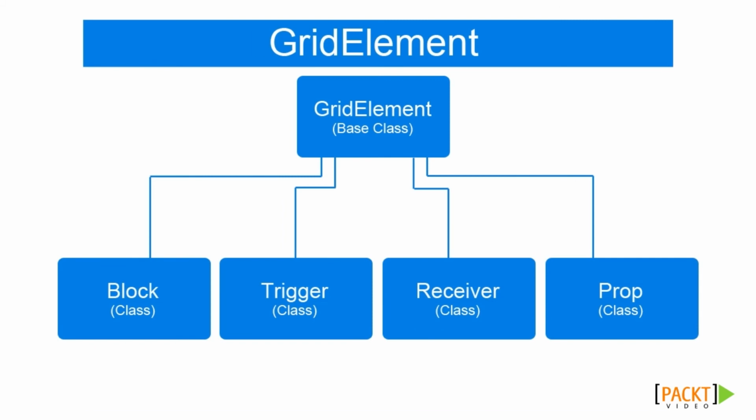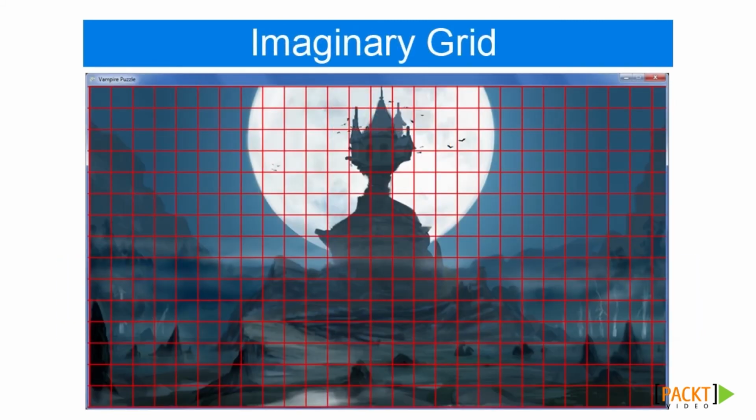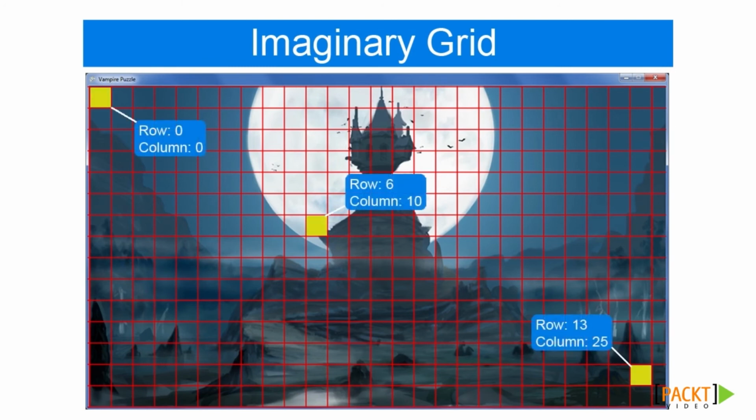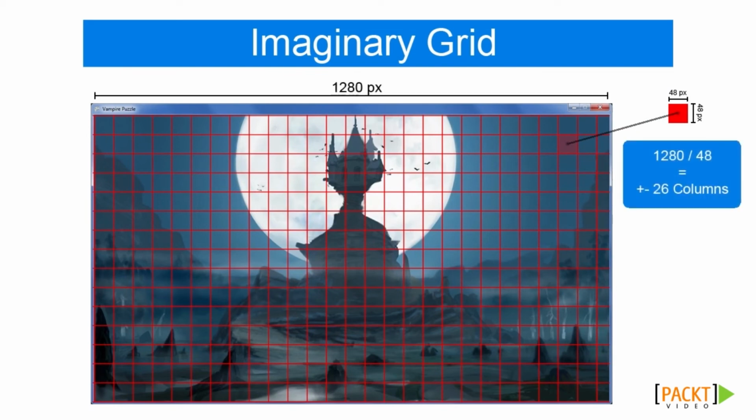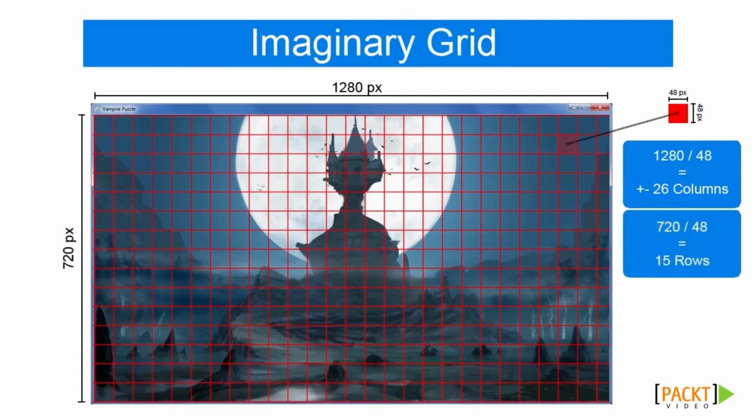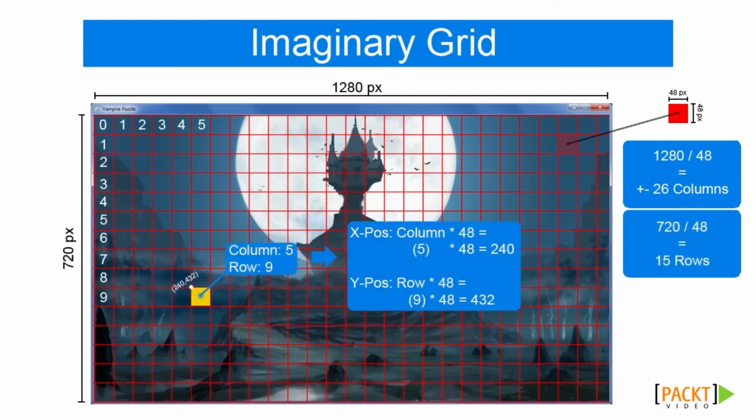To make things easy, we'll use an imaginary grid to place our items. This way, adding an element to the level is fairly simple. Just pass the row and column, and our GridElement class will do the calculation part. We know that each grid element will have a dimension of 48 pixels, and we also know that the width of our screen is 1280 pixels and the height is 720 pixels. With these parameters, we can calculate the exact position of a grid element based on the row and column.